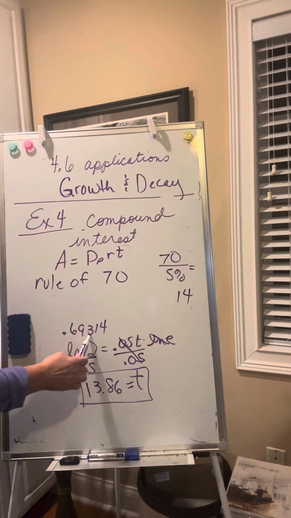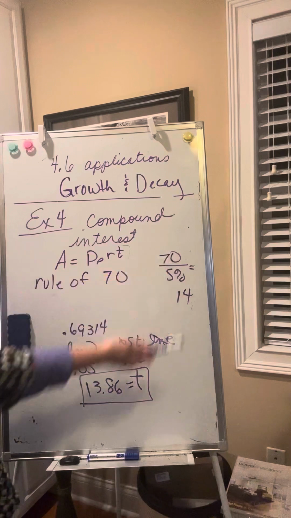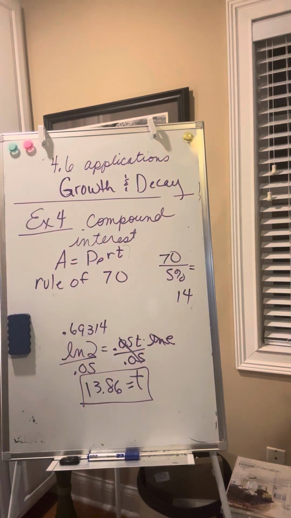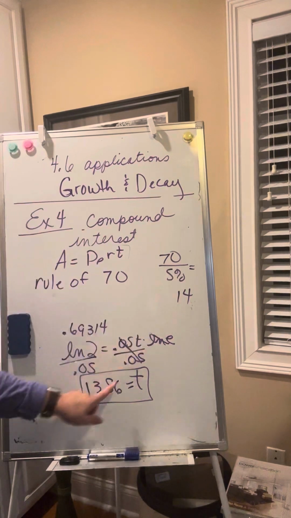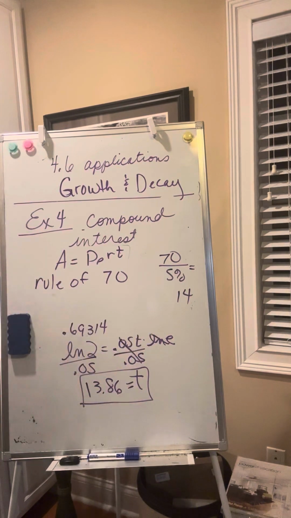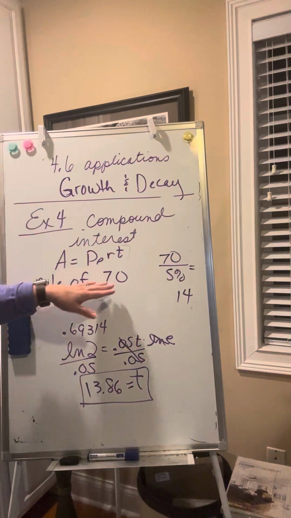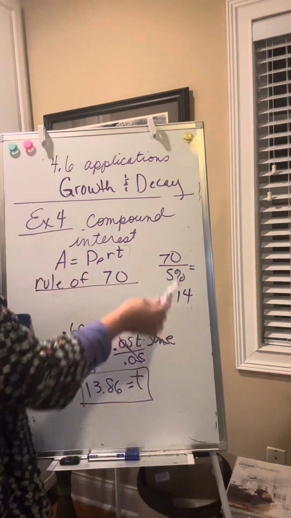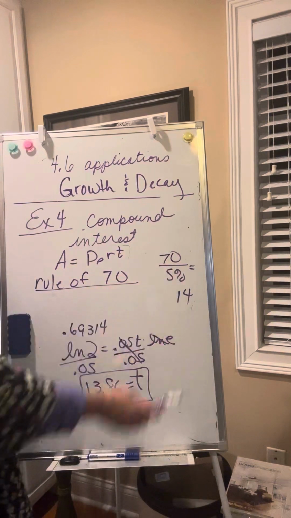So look, 69.3, that's almost 70. So it comes out to be pretty daggone close. It's not an exact value, because you get 14 instead of 13.86, but it's a good estimate. So really, the rule of 70 says just take 70 divided by the interest rate.